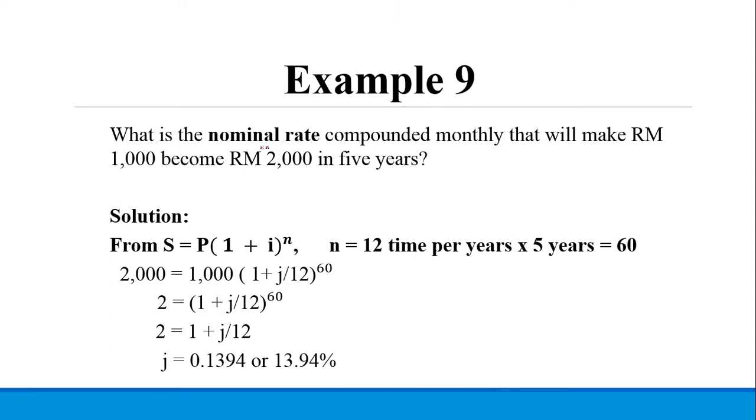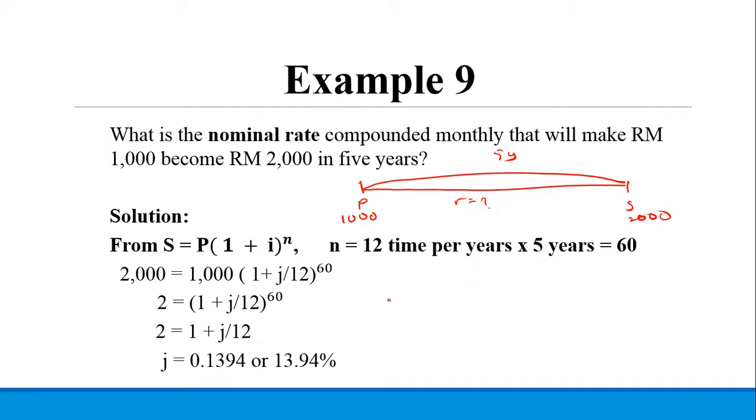For this case, what is the nominal rate compounded monthly that will make 1000 become 2000 in 5 years? Suppose that you have a timeline. Make sure you do a timeline first if you cannot see clearly: 5 years, 1000 to 2000. They give you a time, but it doesn't have R. What is actually the nominal rate? Nominal rate is R.